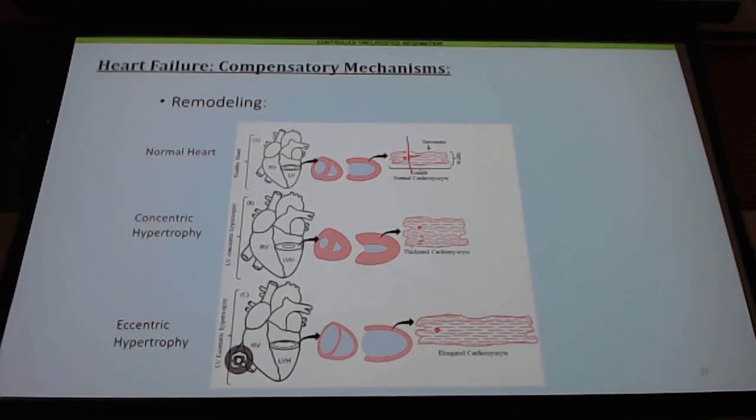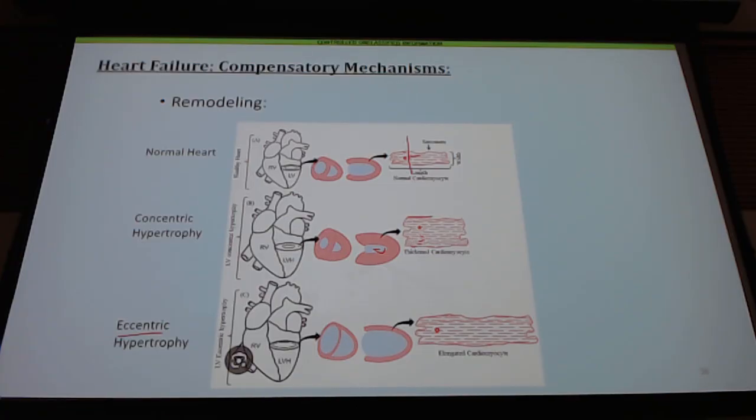And you can see that increases the width of that one cell, which then starts to impede on the lumen of the chamber itself, and you start having that stiffness, that stiff ventricle developing, even though it can generate a much more powerful contraction.